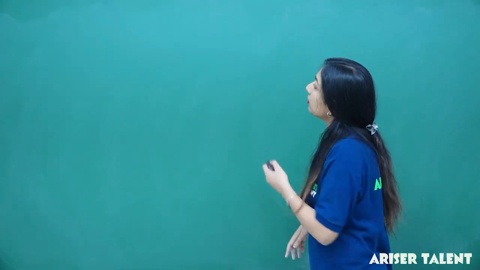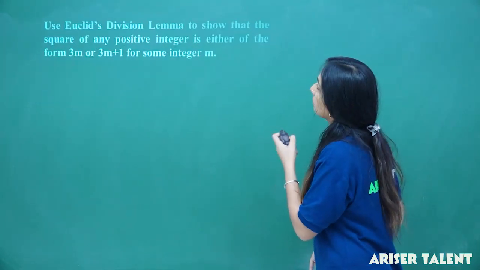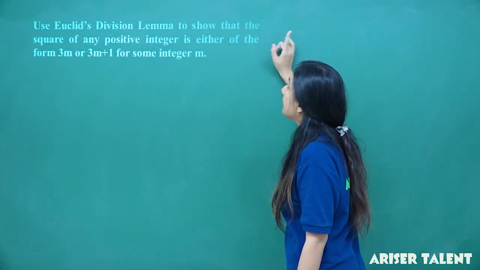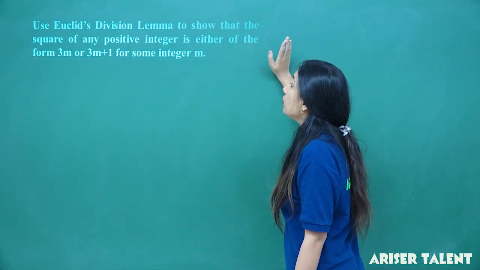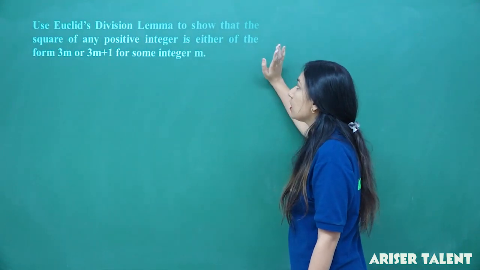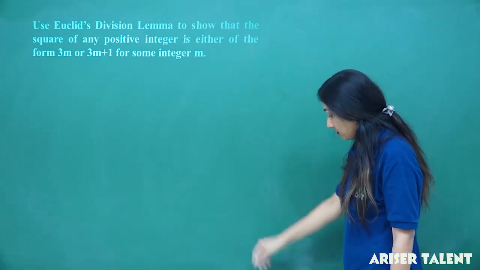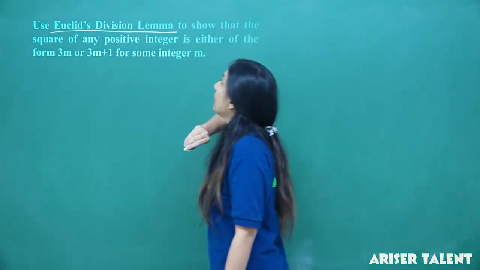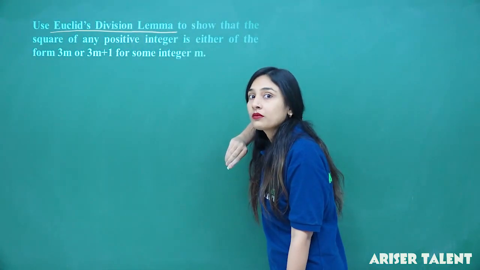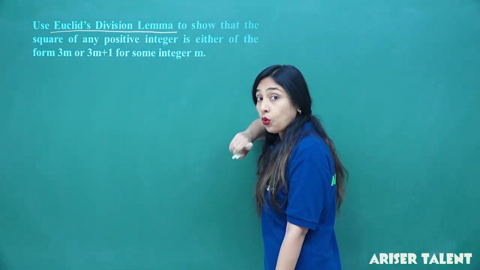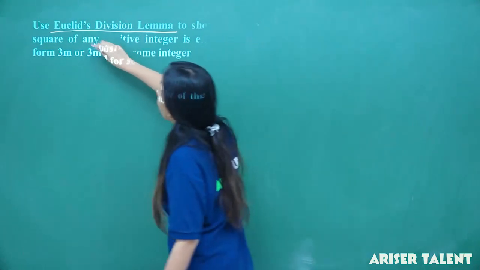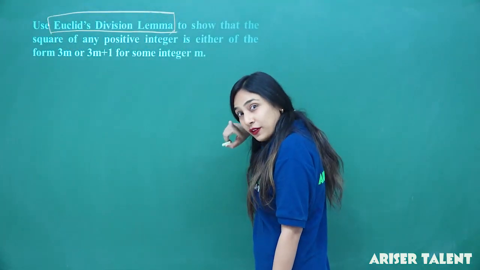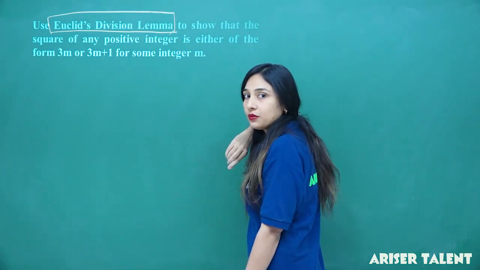Now, the next question is, use Euclid's division lemma to show that the square of any positive integer is either of the form 3m or 3m plus 1 for some integer m. Now, is it familiar to you? Do you remember this? Old friend, okay, this was your old friend. We have discussed it in the first lecture of this chapter, right?